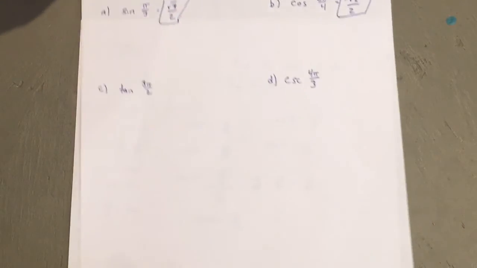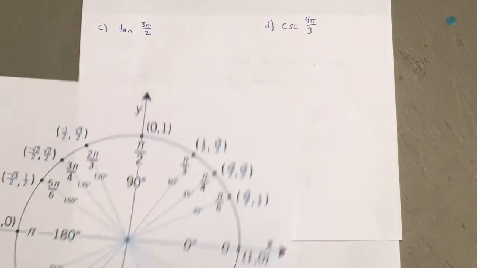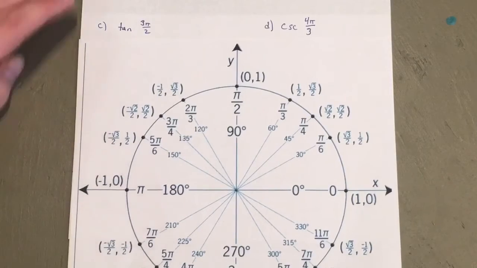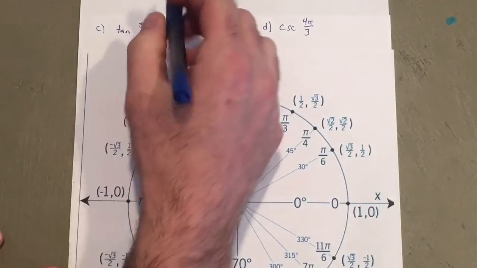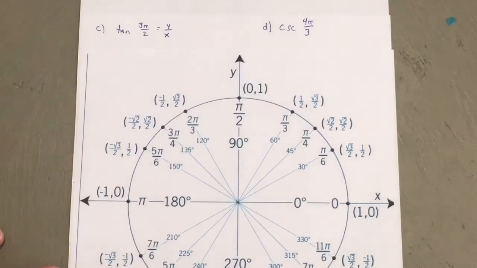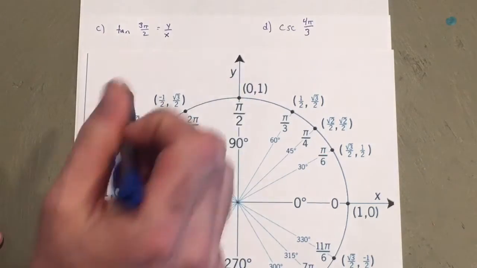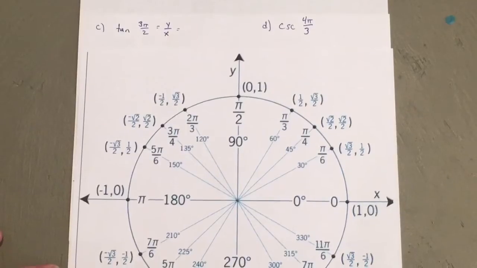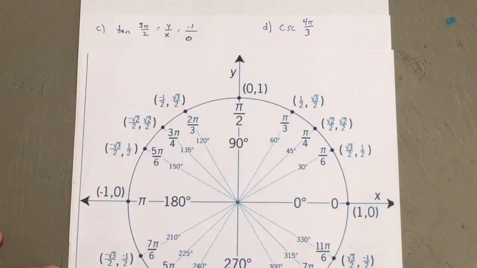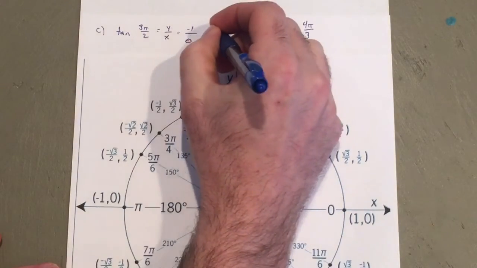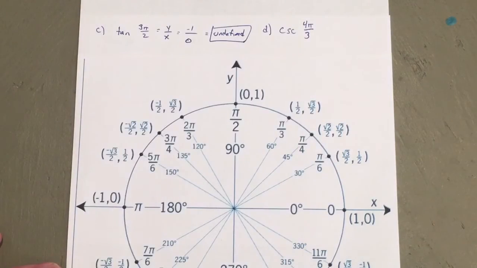We look at C and D. Tangent of 3 pi over 2. So here's 3 pi over 2. Now tangent, remember, is y over x. So here's 3 pi over 2, y coordinate over x coordinate. And you remember this is a problem because we can't divide by 0. So this is undefined because 0 is down there in the denominator.